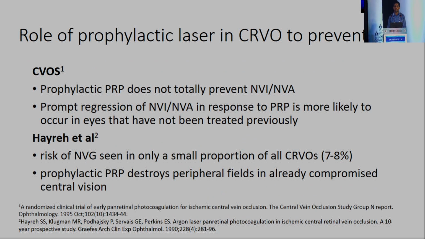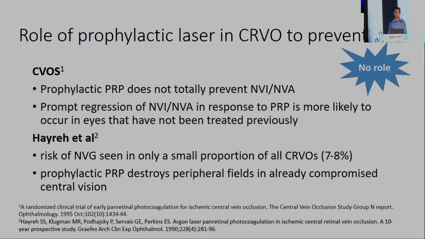So what about the role of prophylactic laser in CRVO to prevent NVG? The CVO study said that prophylactic PRP does not totally prevent NVI or NVA, and prompt regression of NVI or NVA happens when PRP is given after the onset of NVI or NVA. Hurley et al. have also said that the risk of NVG is seen only in a very small proportion of CRVO patients, and prophylactic PRP destroys peripheral fields in already compromised central vision due to macular edema and macular ischemia. Hence, there is no role of prophylactic laser in CRVO to prevent NVG, and only once we see NVI or NVA, we have to do PRP.